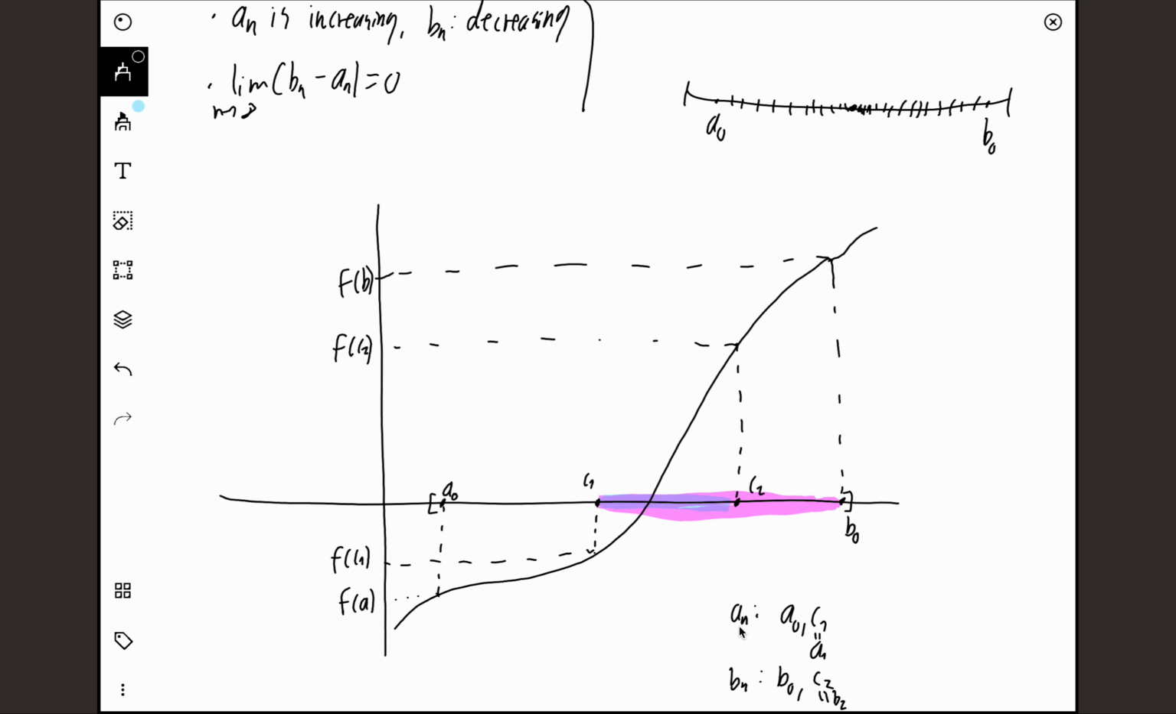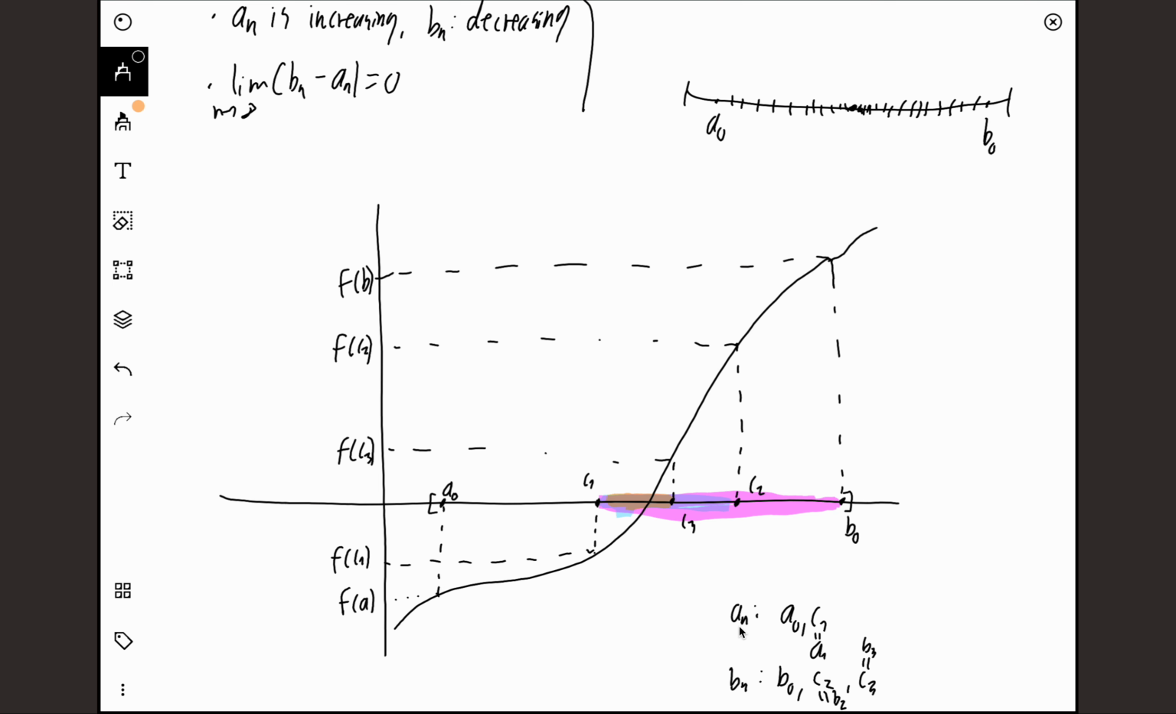So we find the midpoint between a1 and b1. We find the midpoint over here, this is c3. We check what f of c3 is. We see that it's greater than 0, so we update our b sequence again. Our b sequence is now b0, c2, c3, so c3 is now b2, and the an sequence just stays the same. Now we find the midpoint of this interval, and eventually this is going to converge to 0.